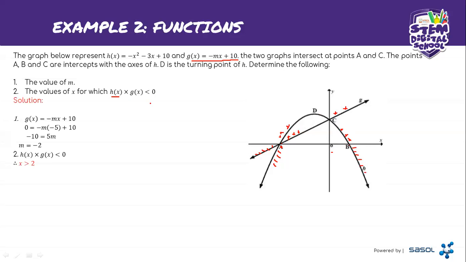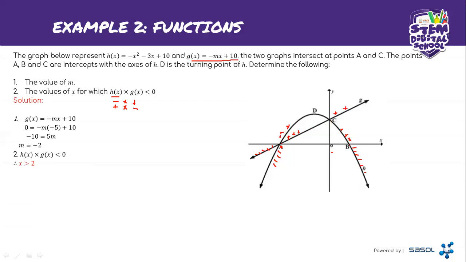Now, for us to be able to solve this question, it's either this h of x becomes negative, multiplied by this graph of g which must be positive, or this h of x must be positive, and this g of x must be negative. That's where we're going to get our solution. Then we can see this one is negative, negative, positive, positive, and then positive.